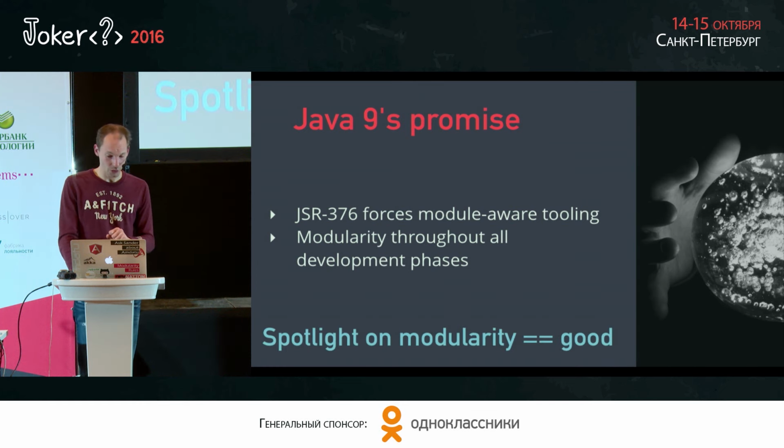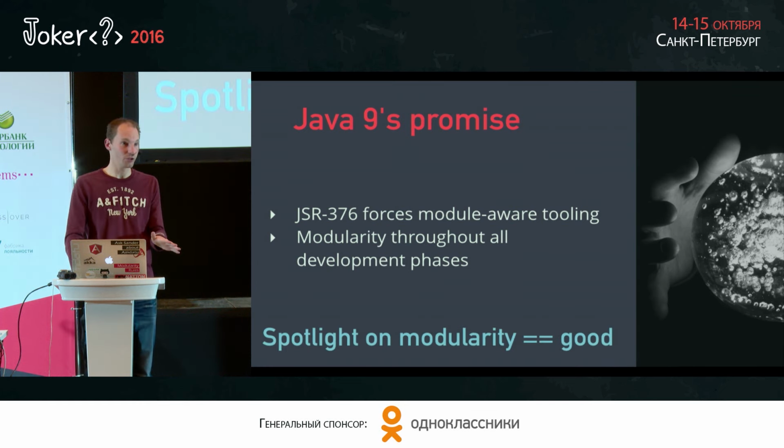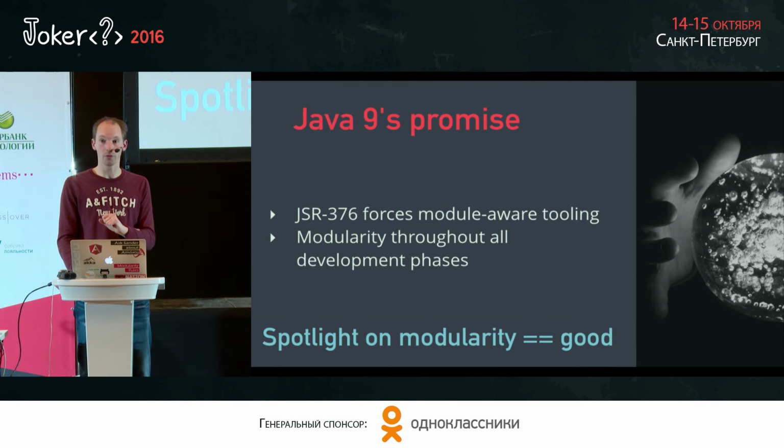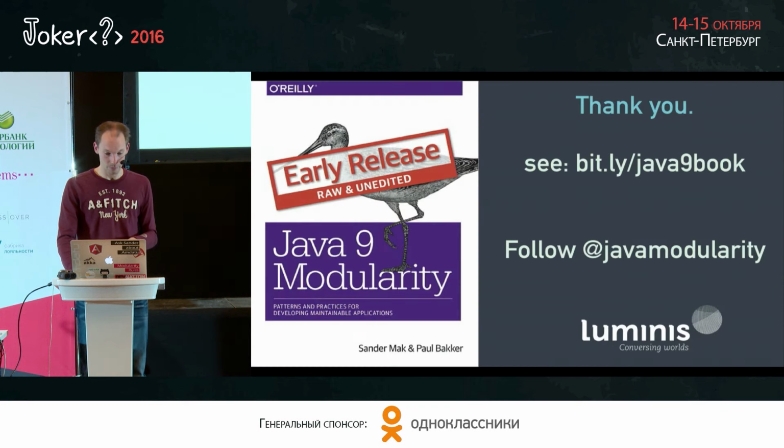So all in all, you could summarize this as: having the spotlight on modularity will be good for the ecosystem in general. And yes, there will be growing pains, and no, adoption won't be high a couple of months after the release of Java 9, because it's a serious change, and even though it's optional, you will still run into the fact that the JDK has been modularized, and there are all sorts of issues around that. But in the end, it will force us as developers to actually care about modular applications.